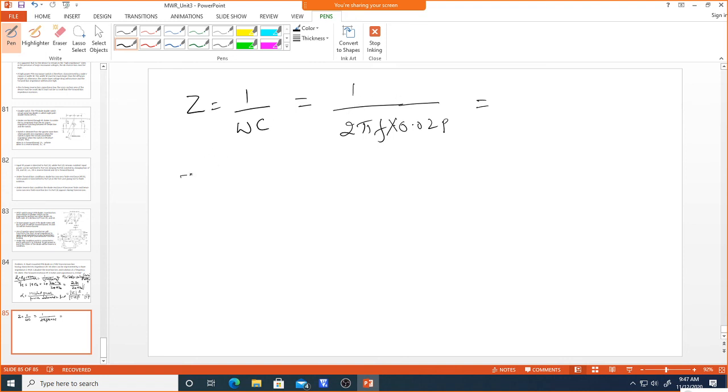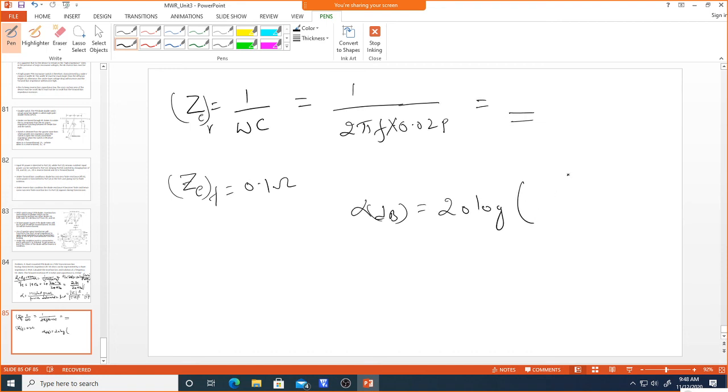So in the forward bias case, Z is 0.1 ohm, and for the reverse bias case you calculate the value of ZE and put it in the equation, which is alpha in dB equal to 20 log of ZE plus Z0 by 2 ZE, whole square. So this is the equation. You put the Z0 value, 50 ohm, and ZE we have calculated for both forward and reverse bias resistance.